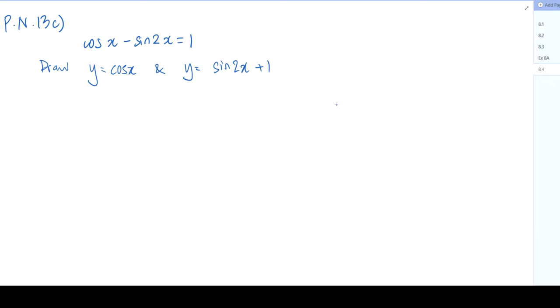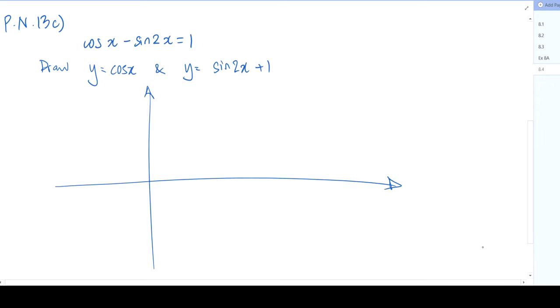Do you agree with what Darius said? Agree? Yeah. Okay, which one do you want to draw? Yeah, draw a dotted line for you already. Which one do you want to draw first? Draw y equals cosine x. Okay, you want to draw y equals cosine x.